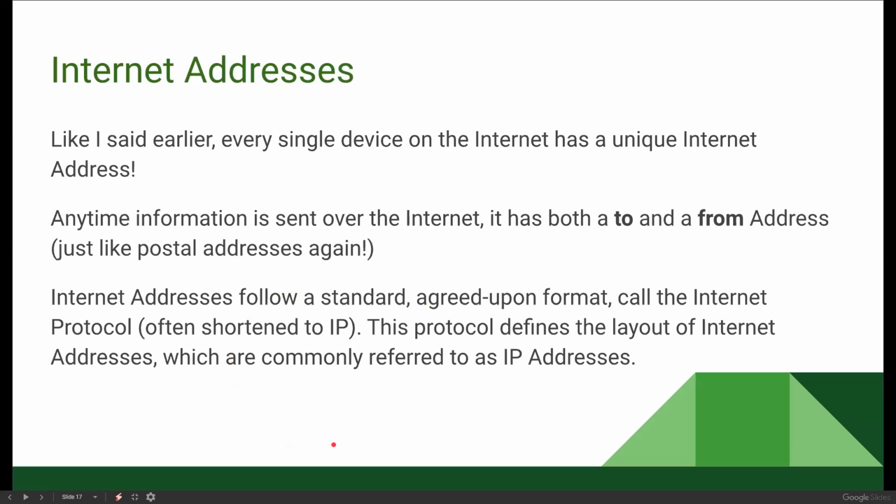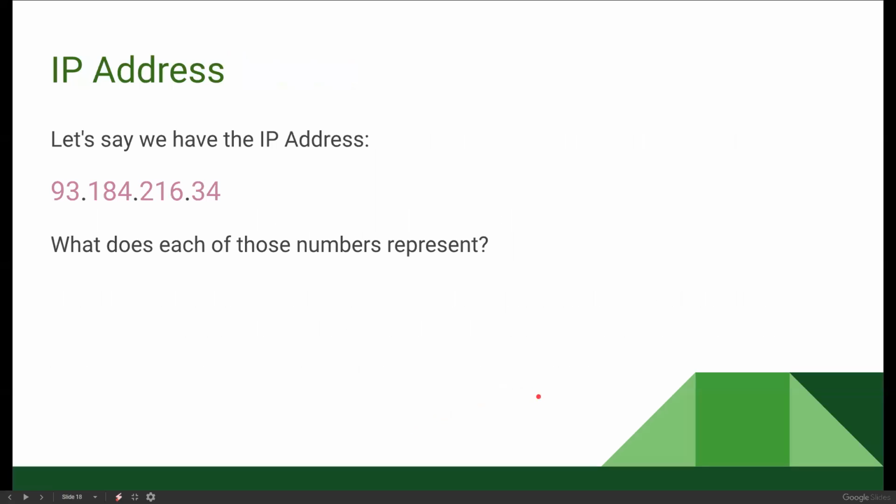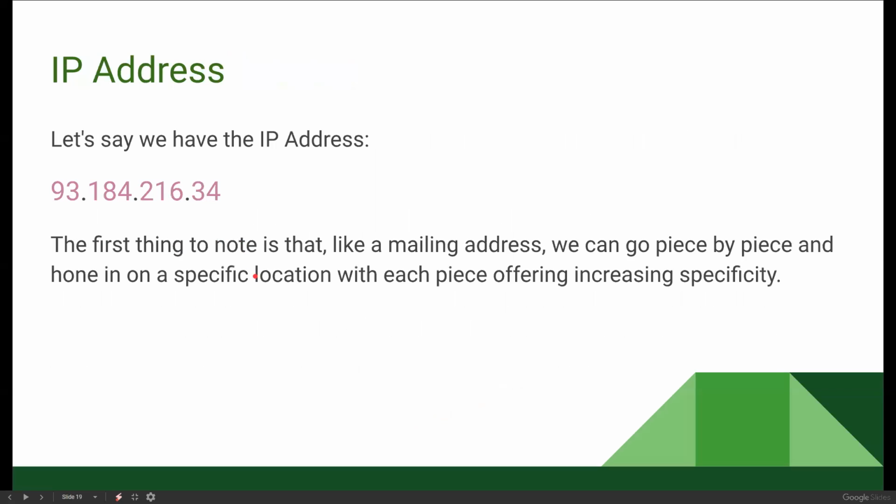Now, internet addresses follow a standard agreed upon format called the Internet Protocol, which is often shortened to IP. This protocol defines the layout of internet addresses, which are most commonly referred to as IP addresses. You've probably heard that term before. So let's look at this IP address: 93.184.216.34. Let's look at what each of those numbers represents.